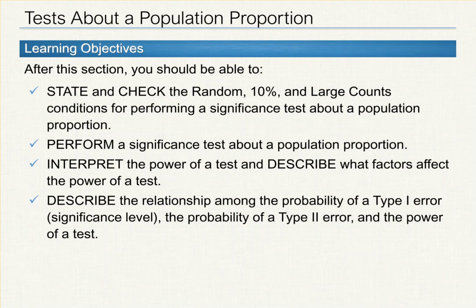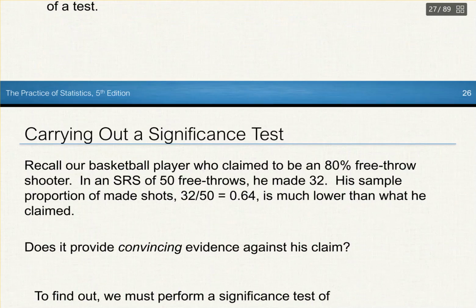All right. So the objectives for this section: make sure we know the same requirements that we had to check to find a confidence interval for a population proportion still apply when we're testing for significance. We'll review those, but those same three things we have to check, we still have to check in this section as well. Then we'll learn how to perform the significance test, interpret the power of the test, describe what factors affect the power of the test, and describe the relationship among the probability of a type 1 error, the probability of a type 2 error, and the power of a test. All right, so let's get started.